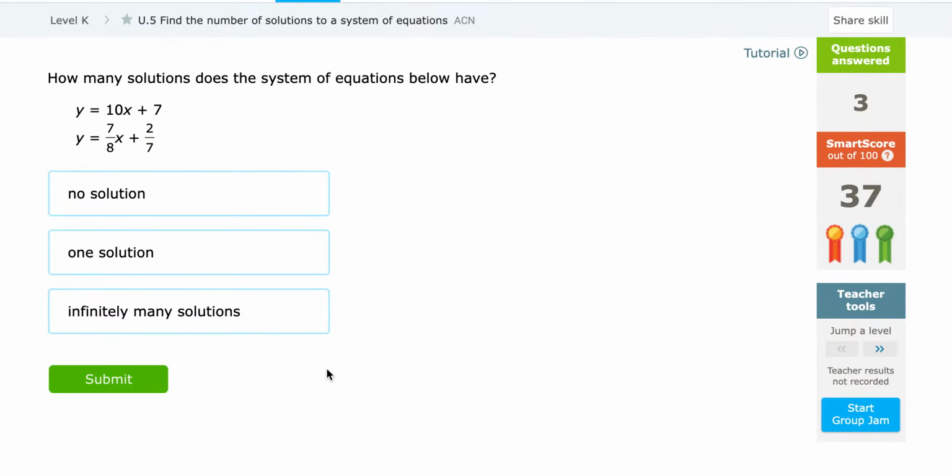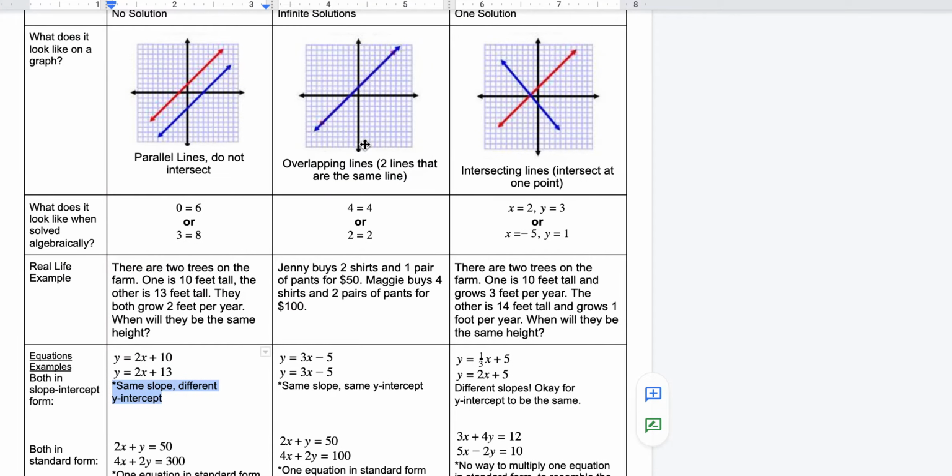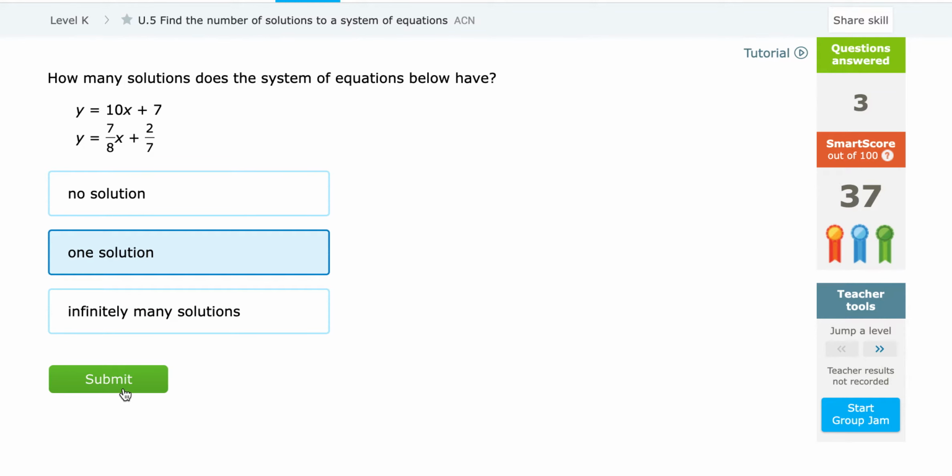I'm trying to find one that's something different. Okay, now look. See, this is a slope of 10. This is a slope of 7/8. Those are different slopes. So these lines are not going to be parallel because they don't have the same slope, and they're not going to be the same line because we can see that they're different. So these are going to be two lines that have different slopes. They're going to look like this. They're going to meet at some point on the graph, and they're going to have one solution at that point where they meet.